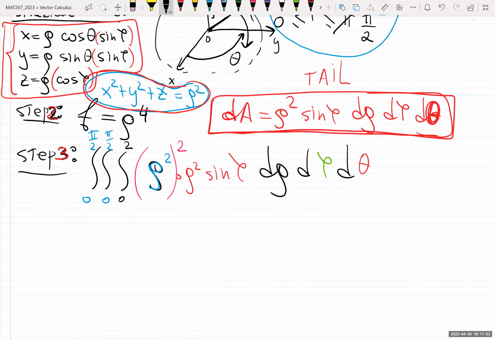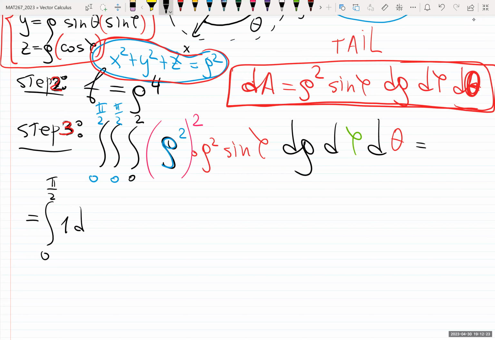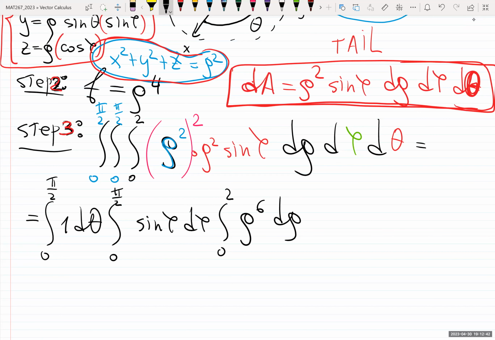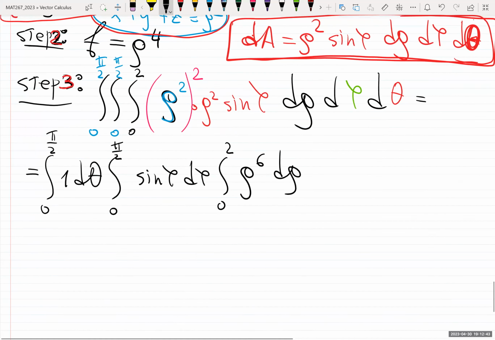I will do theta first. I don't see any theta inside, so that's going to be 1 d theta. Then I will do phi, basically in order. Phi has sine phi d phi. Then I will do rho from 0 to 2. Rho has rho to the 4 times rho squared, which is rho to the 6 d rho. Rho to the 6 gives you rho to the 7, plug in 2, you get the number. The first guy is 2 pi, the second guy is minus cosine, plug in pi over 2, and so on. You get 64 over 7 pi. Nice, brilliant. I'm very proud we finished this problem.